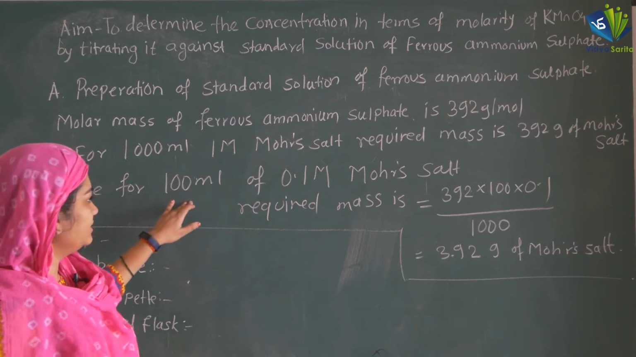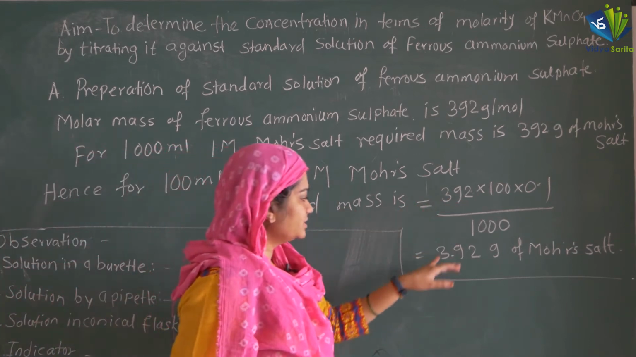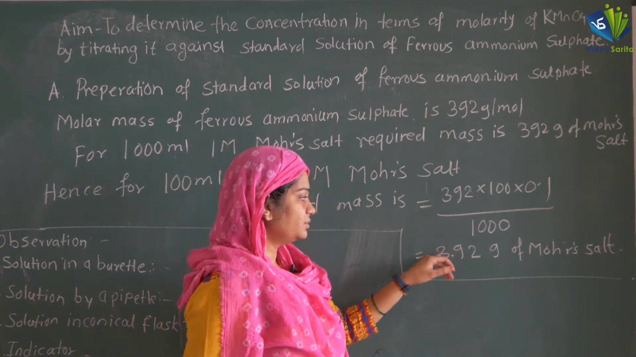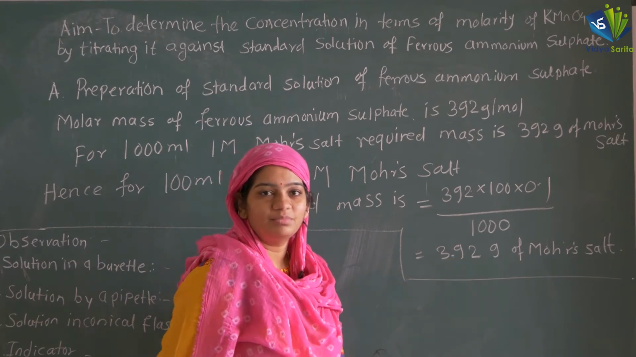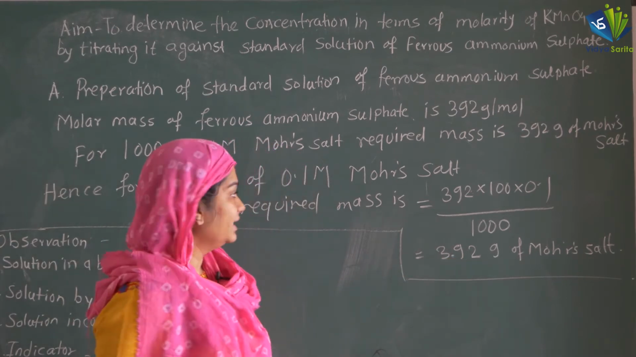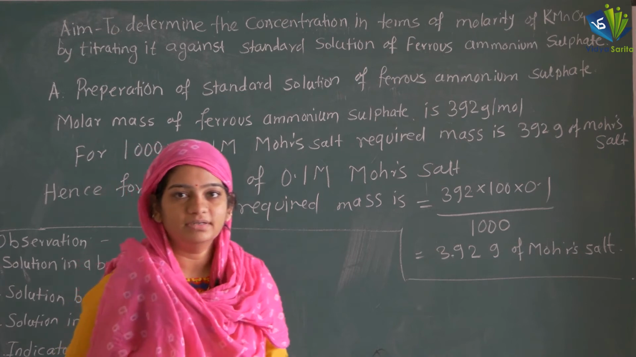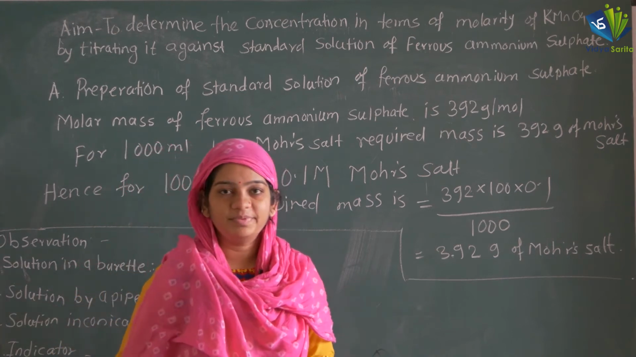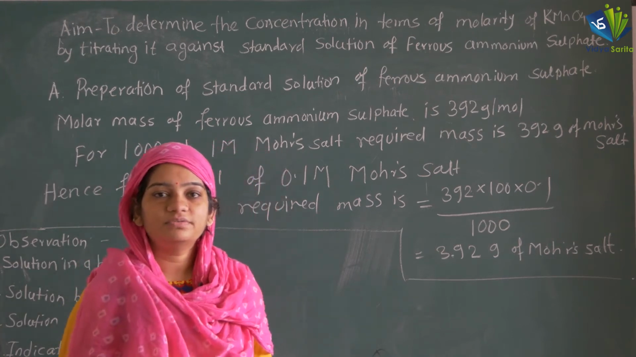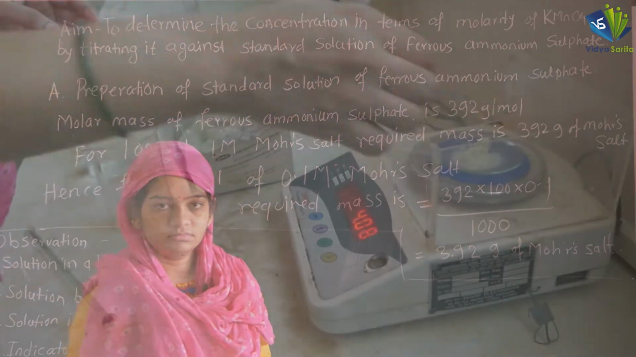So, we will take it in 100 ml. The calculation will be this, and we have to take 3.92 gram of ferrous ammonium sulphate in 100 ml of water. So, let us see how to prepare the standard solution of ferrous ammonium sulphate.